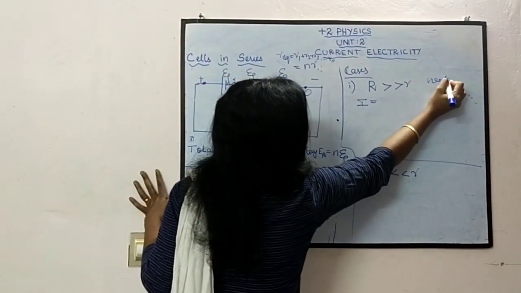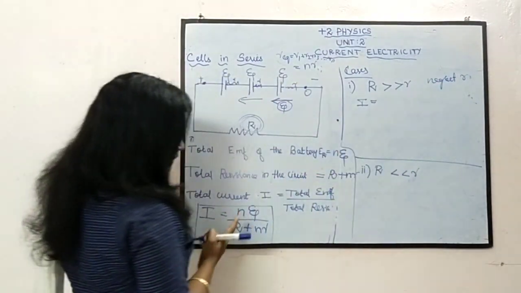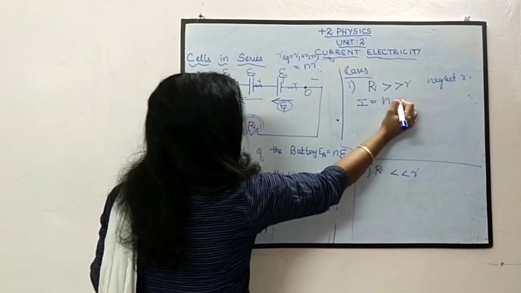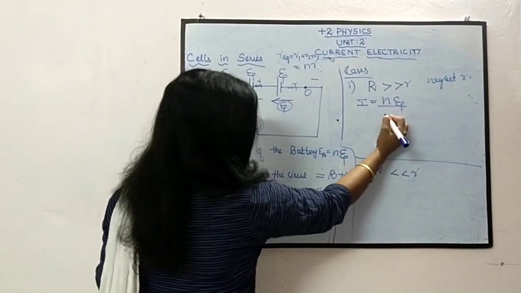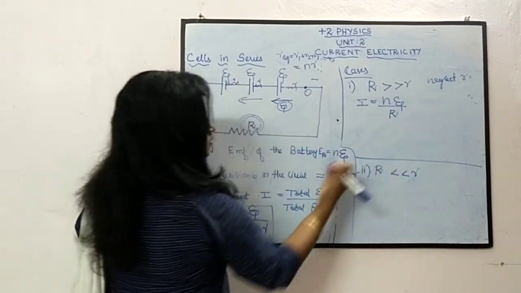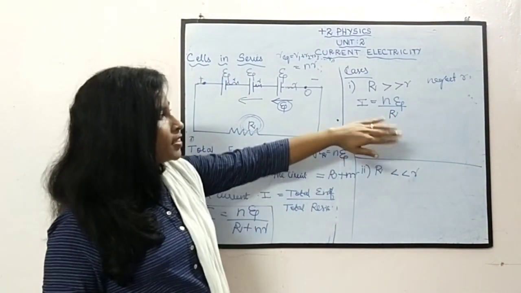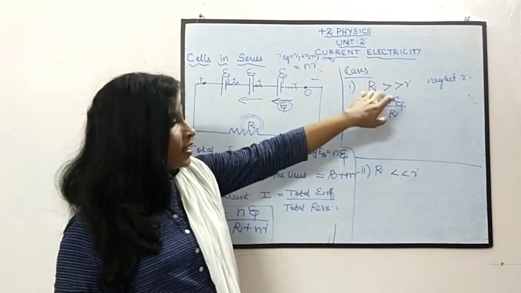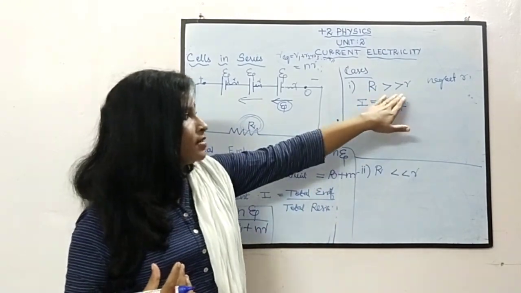I can neglect the internal resistance. So I can write it as Nψ by, I can neglect the internal resistance, so this becomes R. So what is my current now when the external resistance is very high? It is Nψ by R.